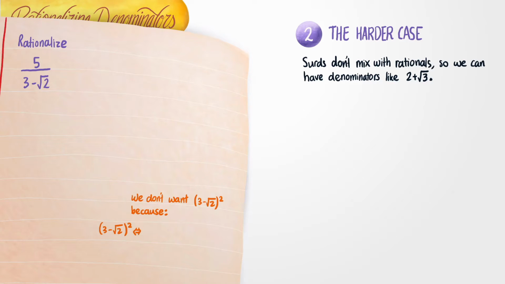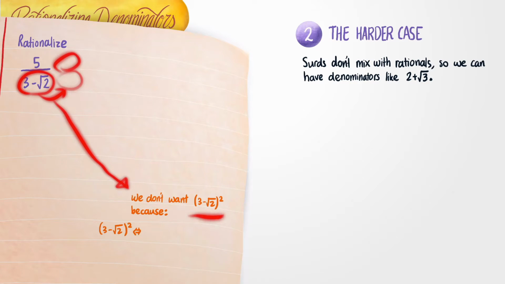Now if we just went ahead and did this, we'd end up with 3 minus the square root of 2 on the top and on the bottom, and that would lead to 3 minus the square root of 2 all squared. But in this side note down here, I said that we don't want 3 minus the square root of 2 all squared, and I'm going to try to show you why.